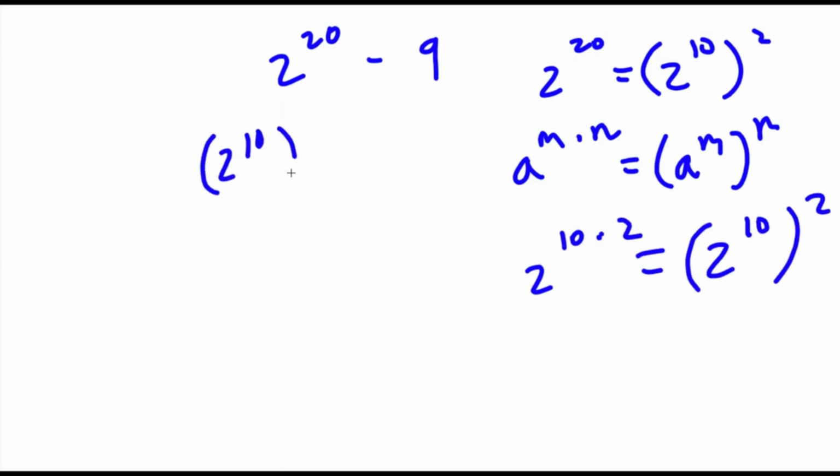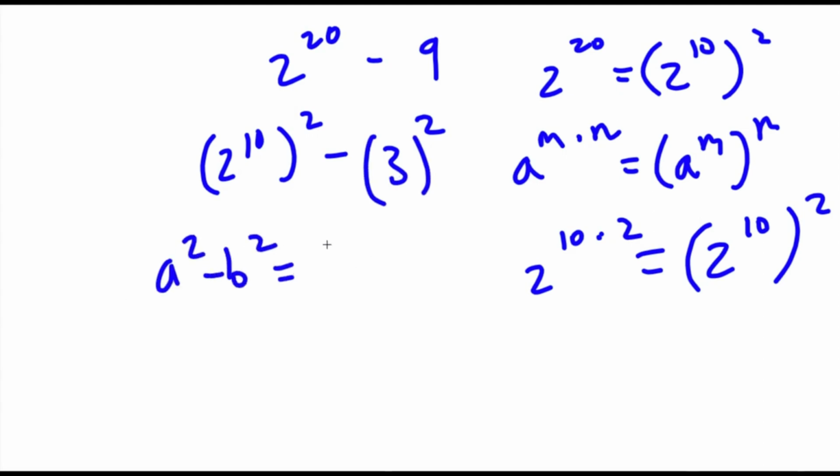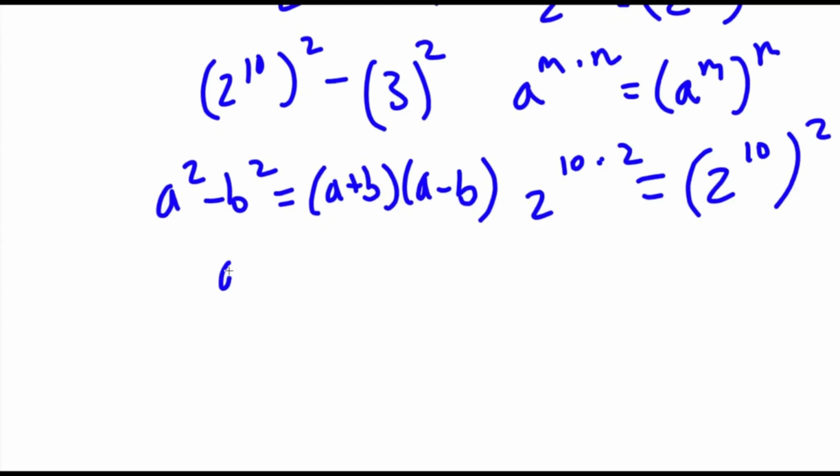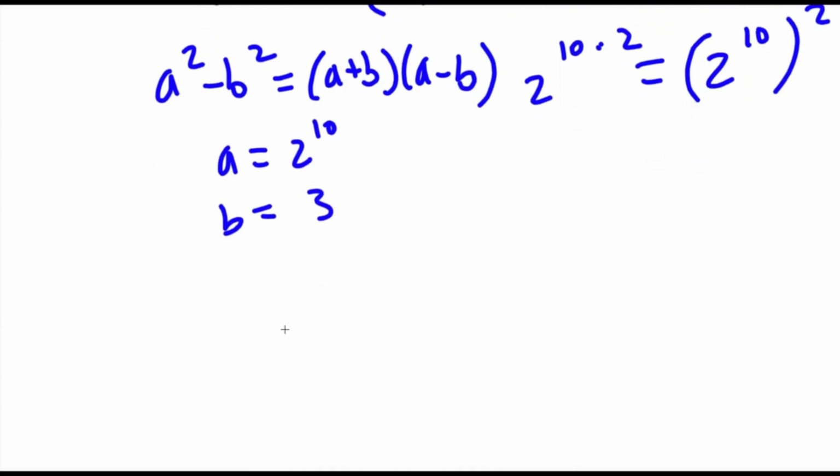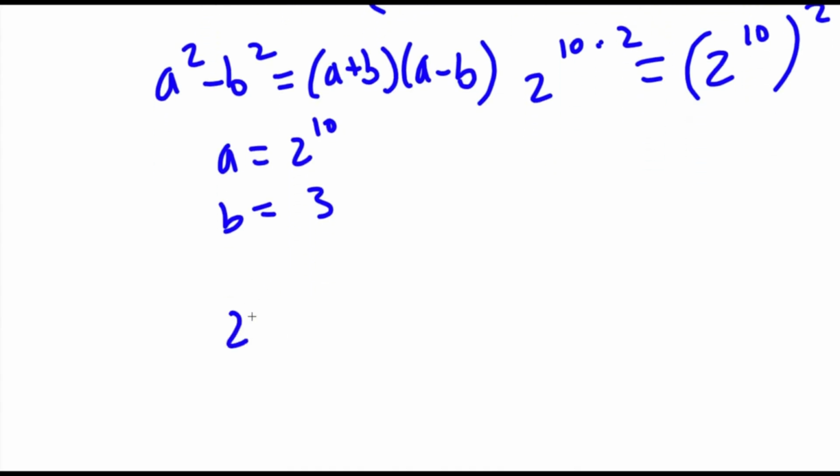So I have 2 to the power of 10 to the power of 2 minus 9, this is the same thing as 3 squared. Now, if I have something in the form a squared minus b squared, this is equal to a plus b times a minus b. So in this case, a is equal to 2 to the power of 10, and b is equal to 3. So now I have 2 to the power of 10 plus 3 times 2 to the power of 10 minus 3.